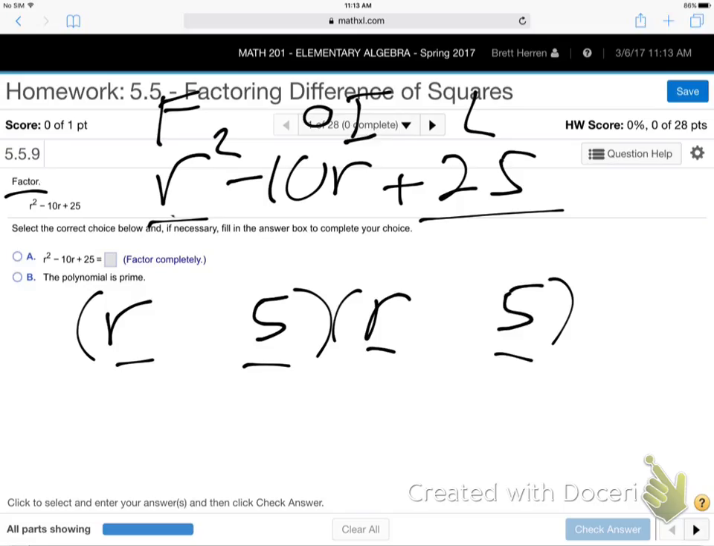5 times 5. No signs yet. Remember, we do the signs at the end. Good so far? Remember, front makes front. Last makes last. And now how do you get the middle? The middle's the hardest part, huh? How do you get the middle? Middle. It's OI. What does OI stand for?